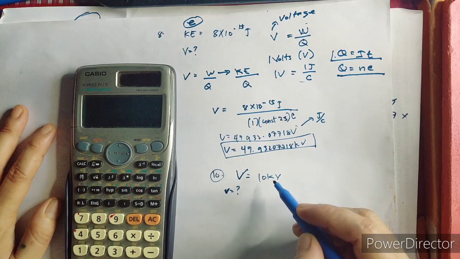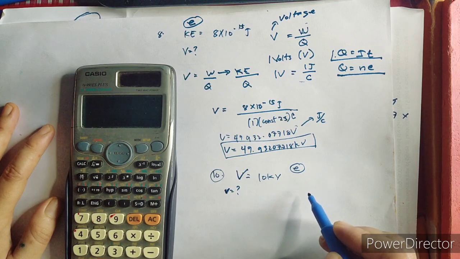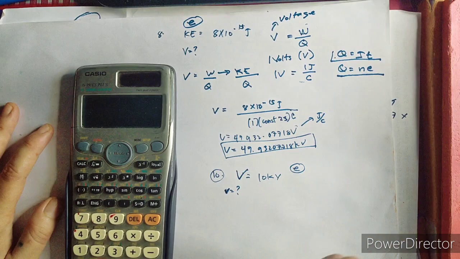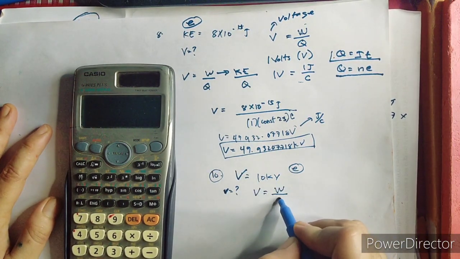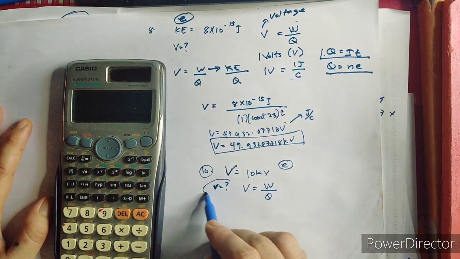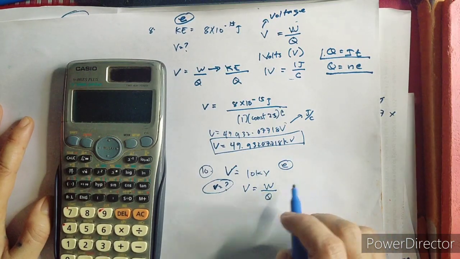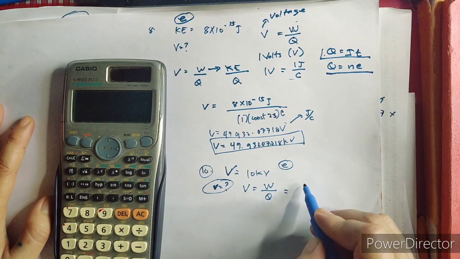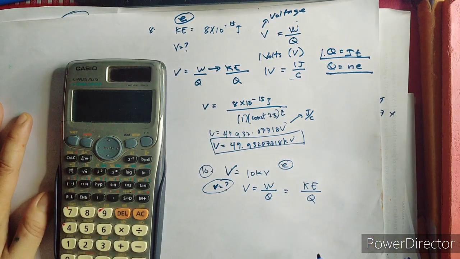What is the speed of the electron? Electron ulit ang tinatanong, starting from rest. Nag-start siya from rest. Ganun ulit, voltage equals work over charge. Ang tinatanong ay velocity, so pwede natin uling palitan yung work. Saan ba may velocity? That is kinetic energy over charge.